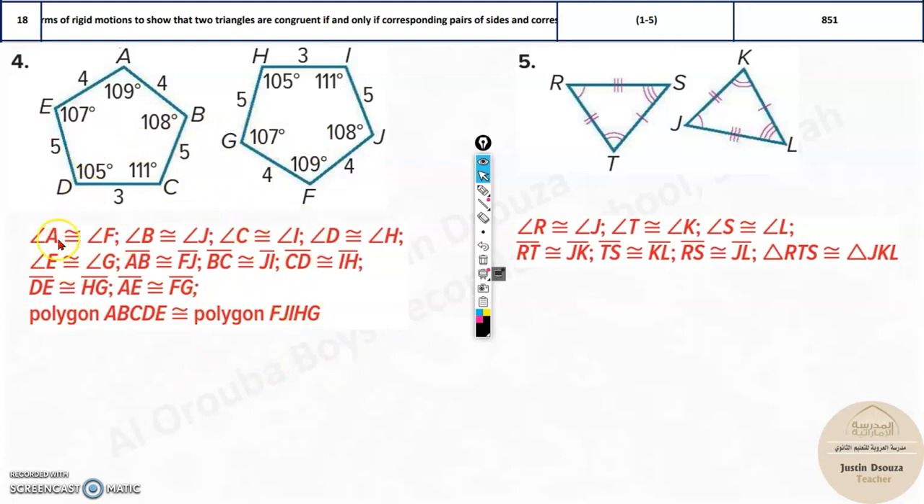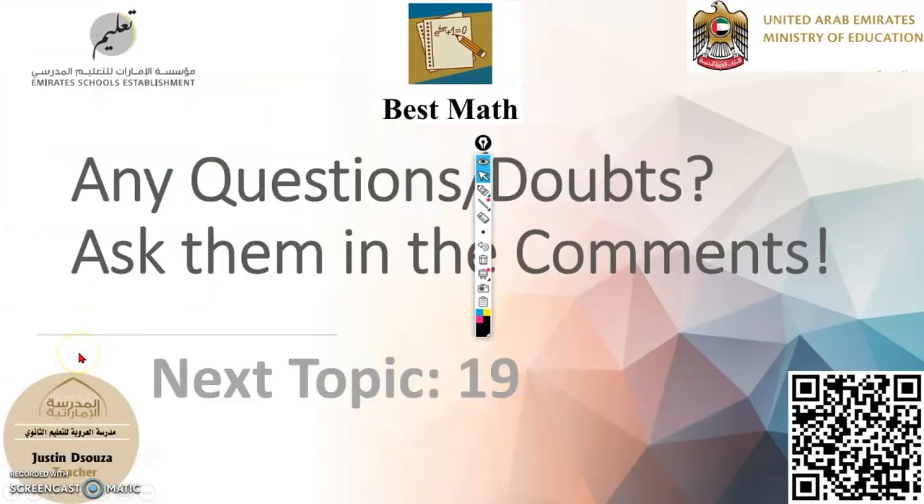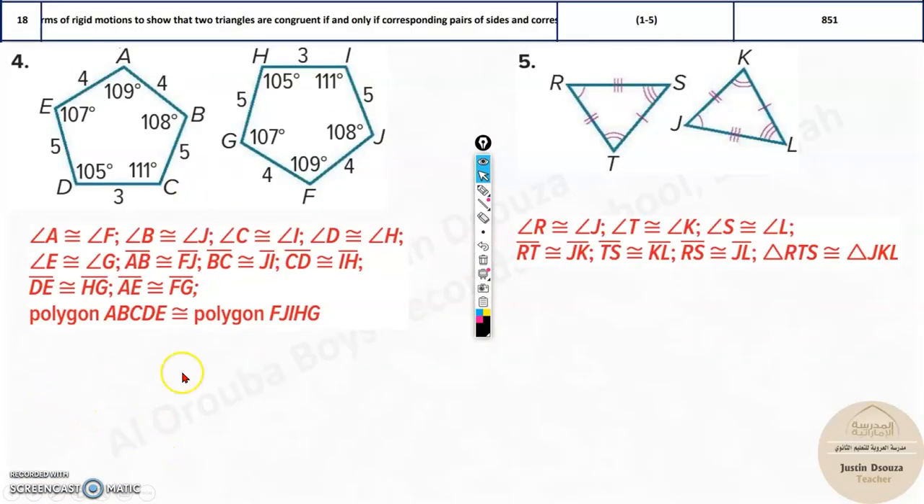And if they ask you for which is congruent, you should just see them and tell it. And now, for example, all these sides are congruent to each other, but you don't write it directly. You need to write AB will be congruent to FJ, BC to JI, and so on, the corresponding parts. So that is the end of the topic 8, only 1 to 5. So in the next video, we will move on to the topic 19.